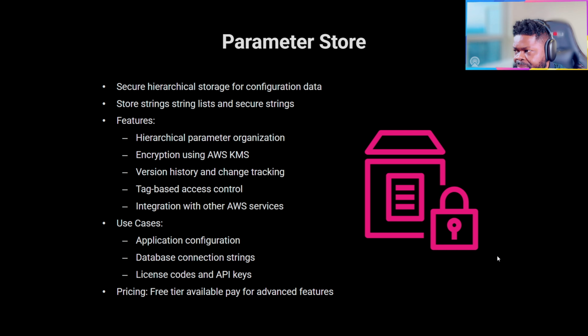You can use tag-based access control. So it means you can tag it, and I don't think we've seen that, but it's also a possibility to use the tags that are applied to control who has access to what. Use cases: application configuration, database connection strings. If you had API keys that you wanted to store in the real world, you would not just throw them anywhere. You put them in a place that is built for that.